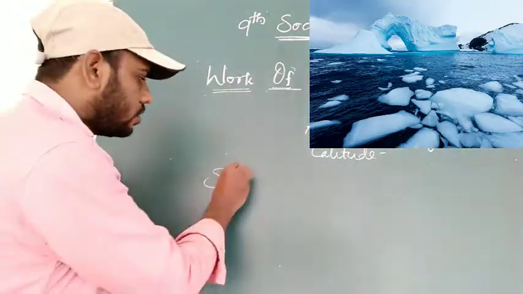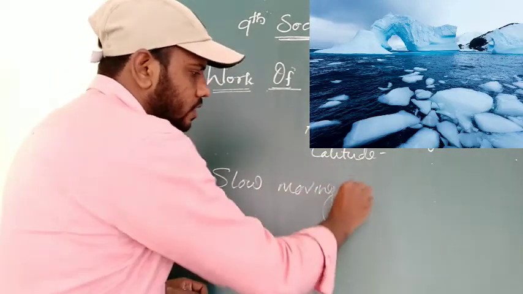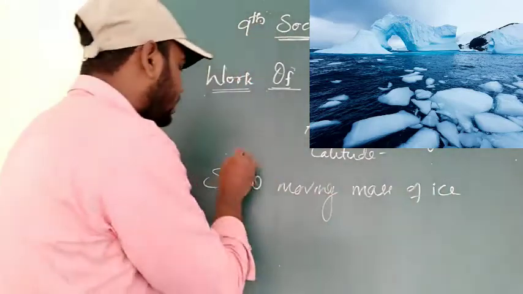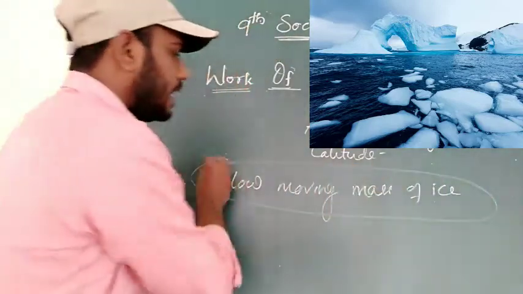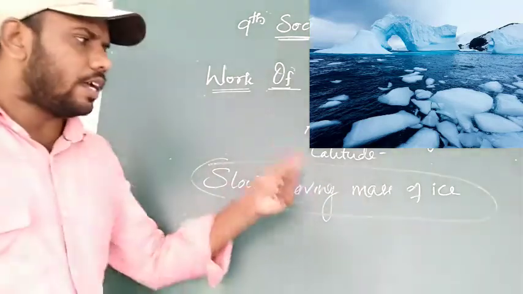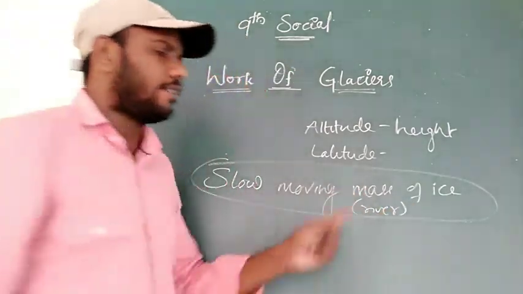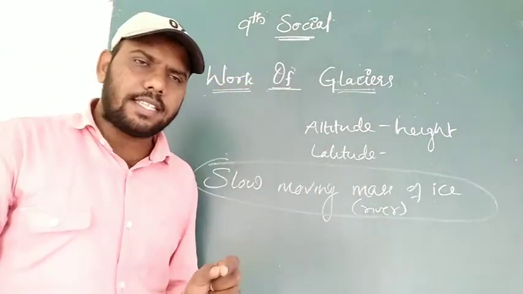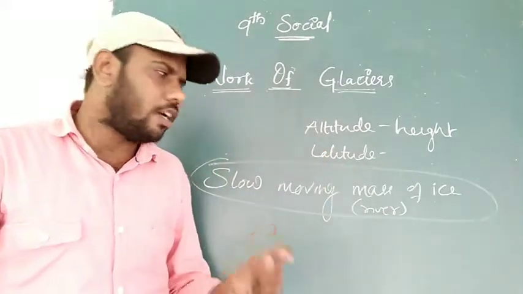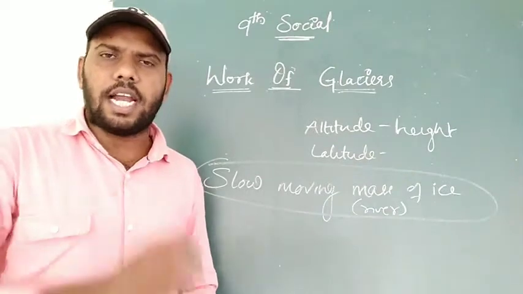So remember, a slow moving mass of ice is called a glacier. And sometimes we can call it a river of ice. Slow moving river of ice also we can call. So what does glacier mean? The slow moving mass of ice is called glacier, or slow moving river of ice is called glacier.